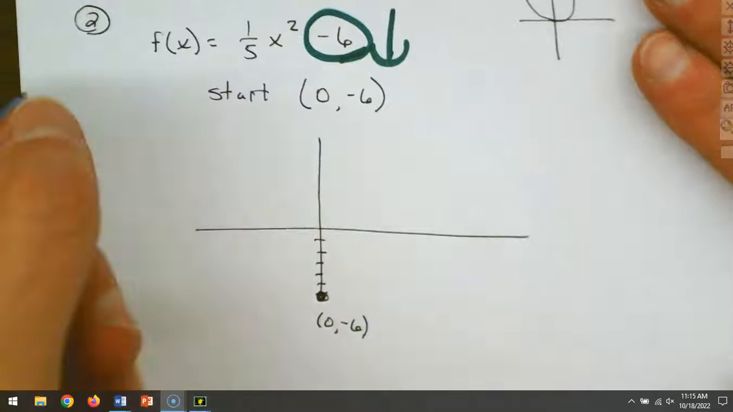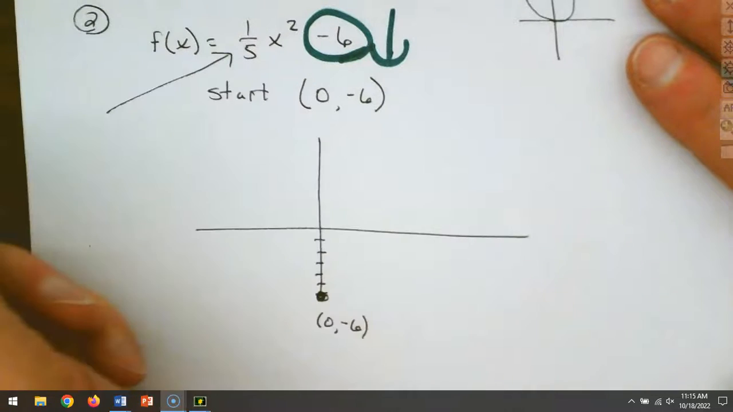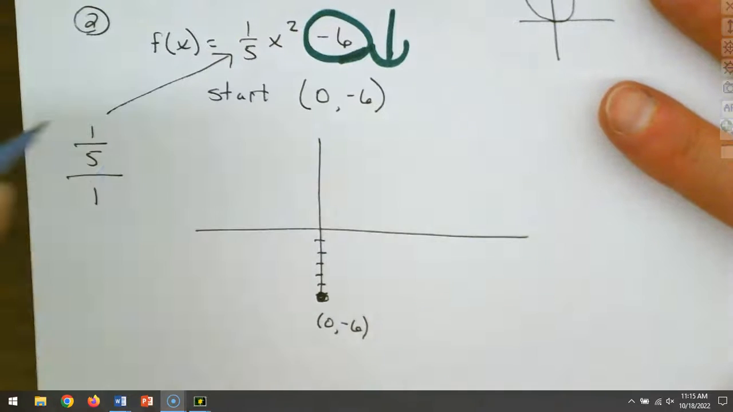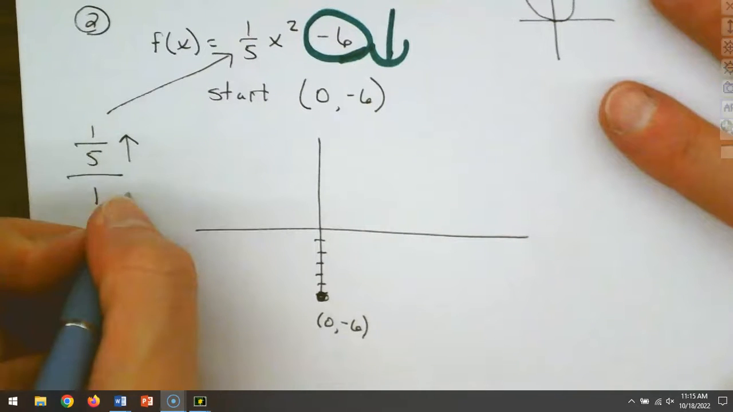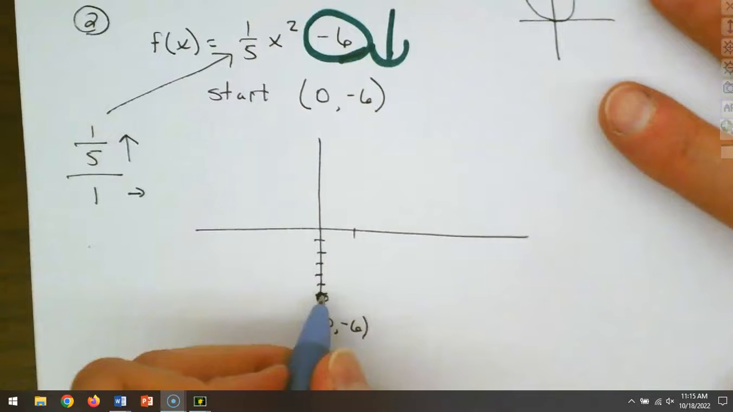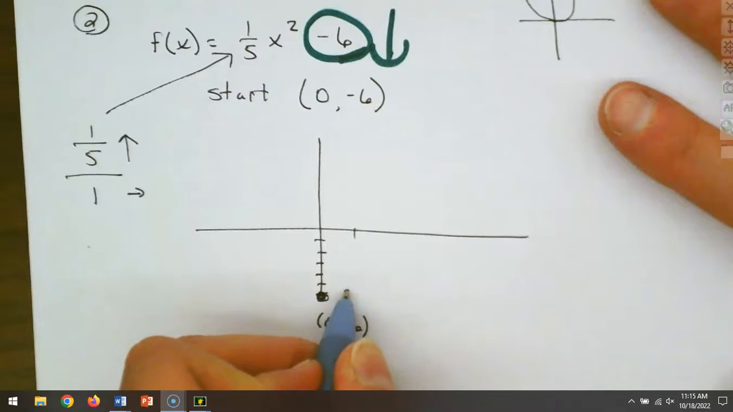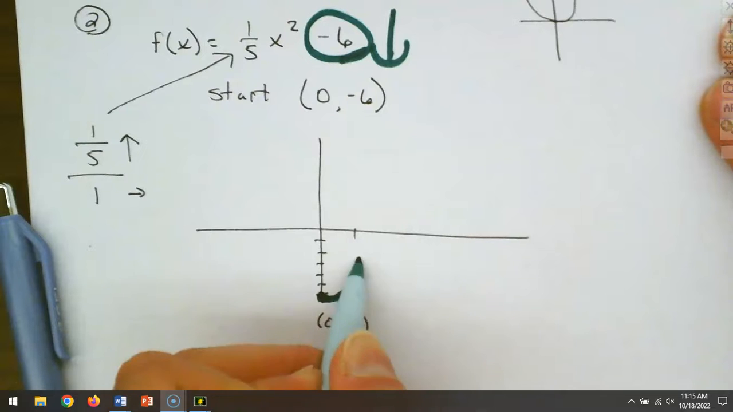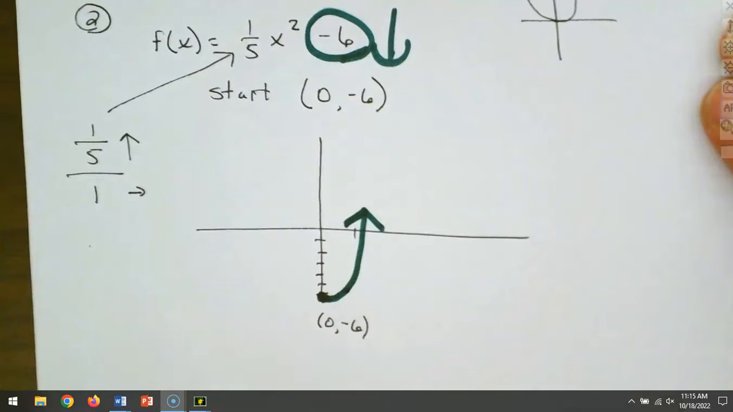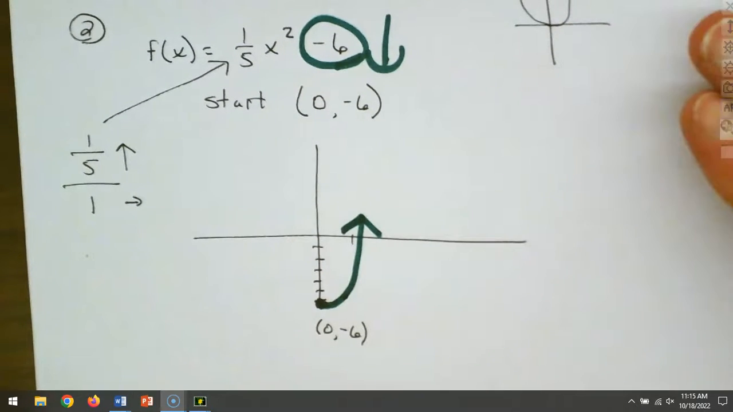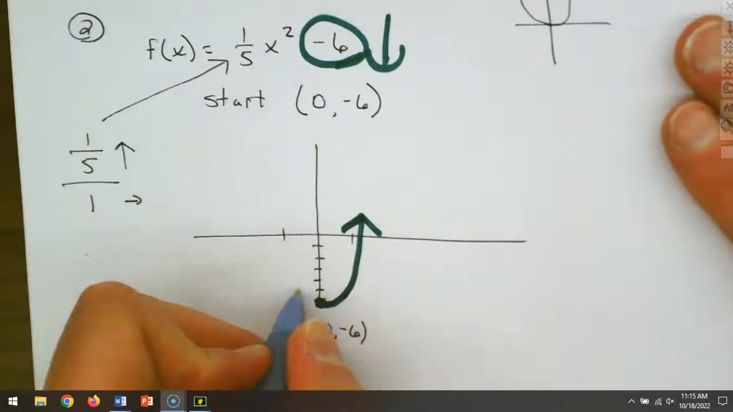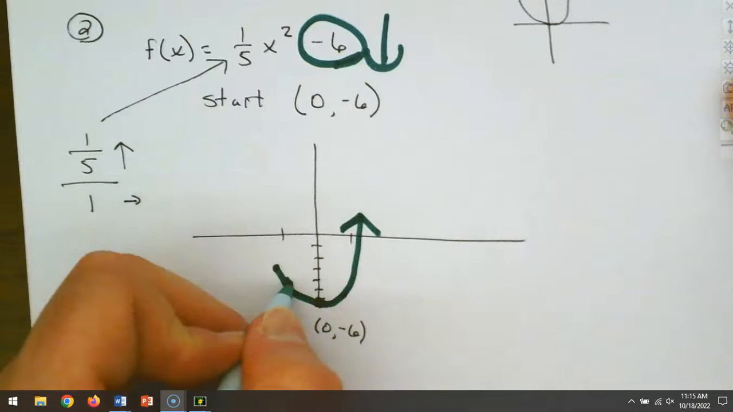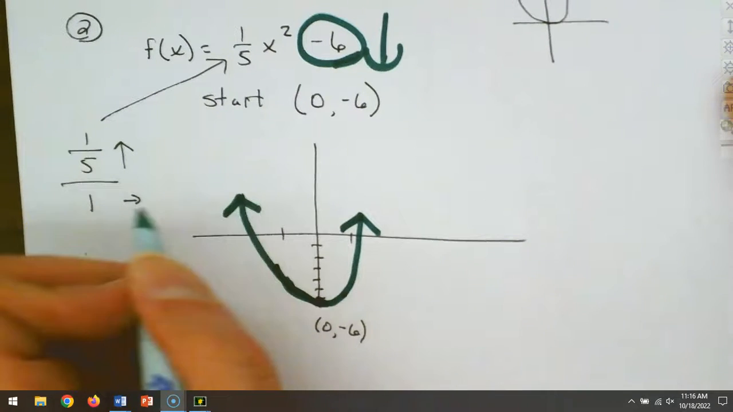Now, what about that 1/5? Well, that 1/5 is 1/5 over what? 1. So we're going to go up about 1/5 and over 1. So that's going to be up very little and over 1. And then we curve it. So it looks like that. Now, how do we get the other side? We do the opposite. So up about 1/5, back about 1. And so that's about there, right? And so there's my picture.